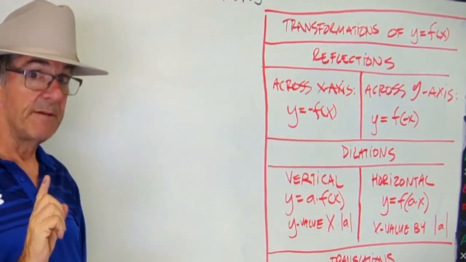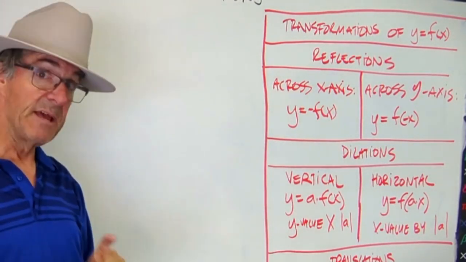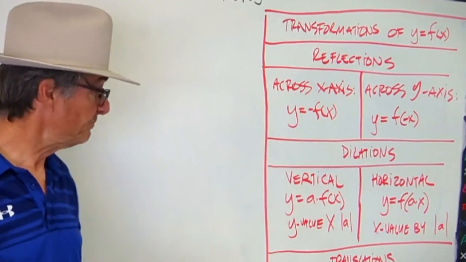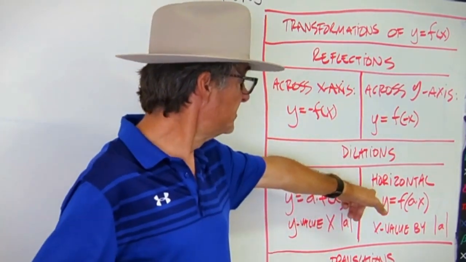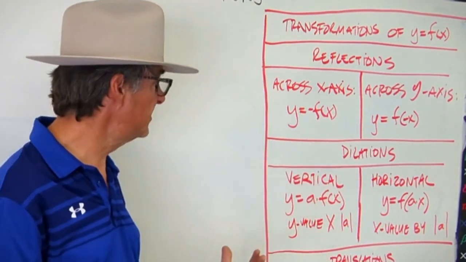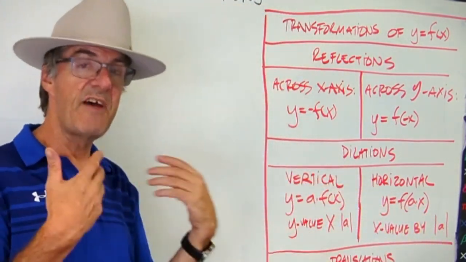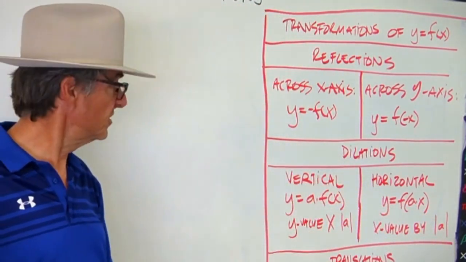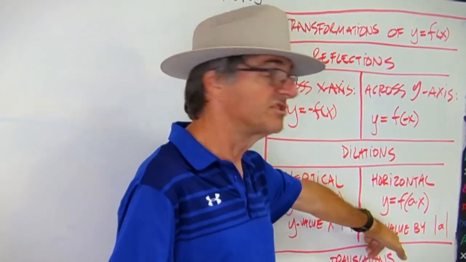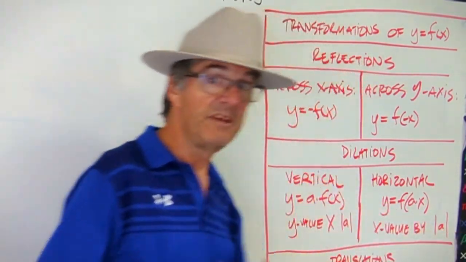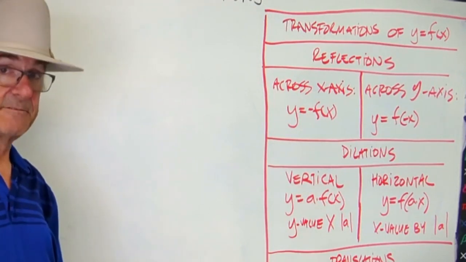So you might think for a minute about what values of a would make it bigger and what would make it smaller. Now, a horizontal dilation is the same thing, except now we're going to multiply the x inside the function instead of after we run x through the function. And again, this changes the x value by the absolute value of a.